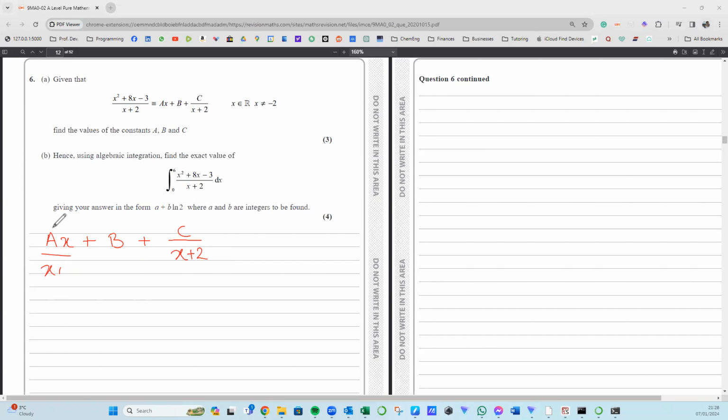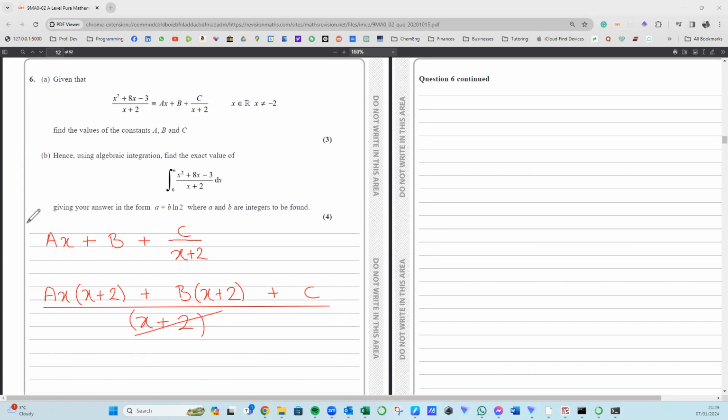Because if we just put an x plus 2 on the bottom, they're no longer the same. So we're going to divide and multiply by x plus 2. Effectively we've done nothing to them, we've just changed the way they look. So what that looks like is this: ax(x plus 2), plus b(x plus 2). Now the c doesn't need to be changed because it's already got an x plus 2 on the bottom. And then we can put all of this over x plus 2. If we were asked to simplify what we've got written here, that would cancel, that would cancel, that would cancel, and we're left with the same thing. Now this x plus 2 wouldn't cancel with this, but you get my point.